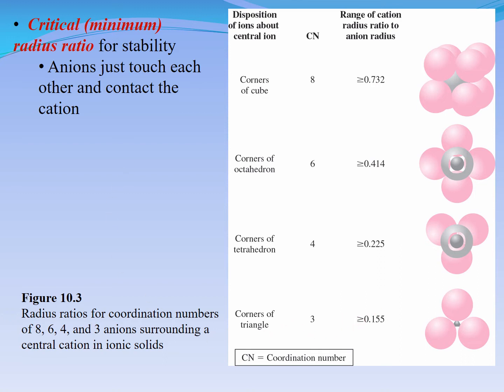If it is 3, but this is a smaller ion, not really touching, then this ratio would be less than 0.155. For example, if it is 0.14, then it is an unstable ceramic which has a coordination number of 3 and so on.